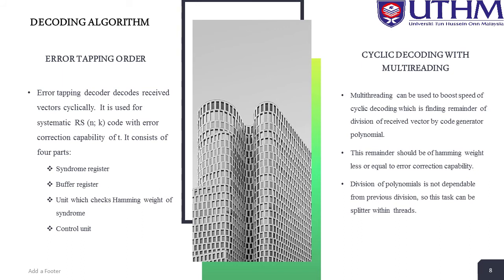Cyclic decoding with multi-reading can be used to boost the speed of cyclic decoding, which is finding the remainder of division of the received vector by the code generator polynomial. This remainder should be of Hamming weight less than or equal to the error correction capability. Division of polynomials is not dependent on the previous division, so this task can be split among threads.